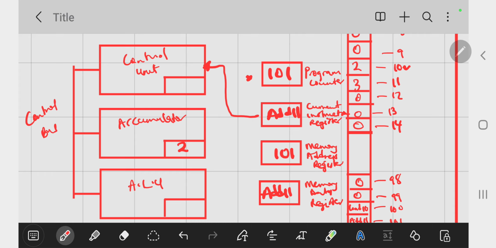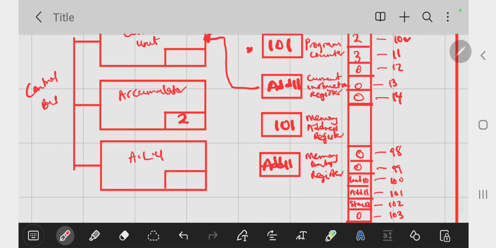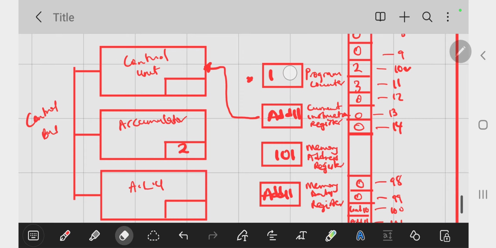So before we can decode and execute, the program counter needs to be incremented, and then the next instruction is going to be stored in memory address 102. So the program counter will change to now be pointing to memory address 102. This is how the program counter comes into play.